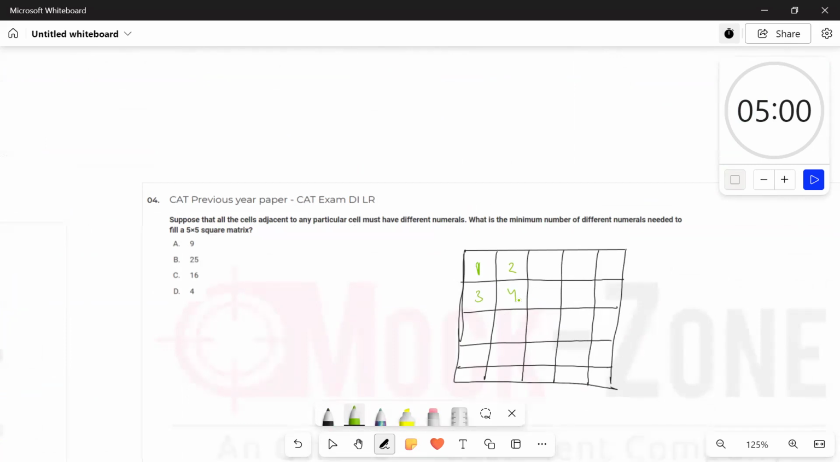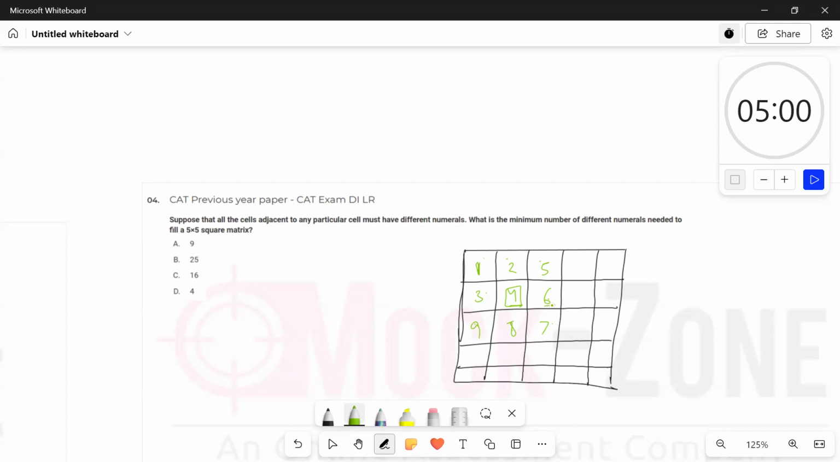Right? Now, looking at this 4, we have 8 different neighbors to it. Right? 1, 2, 3, 4, 5, 6, 7, 8. 8 different neighbors. And all these 8 neighbors need to have a different numeral. It cannot repeat. Therefore, the numerals 1, 2, 3, 4 are covered. This has to be 5, 6, 7, 8, and 9. All the numerals around 4 have to be different.